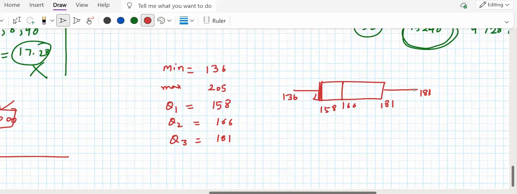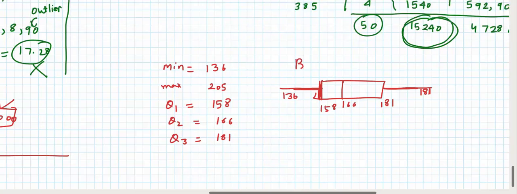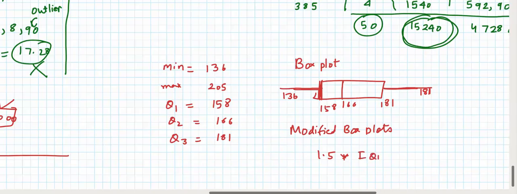And sometimes what we do, because you see these whiskers will be very long if you have outliers, right? We don't want to include outliers. So sometimes you talk about modified box plots. So what are modified box plots? That you talk about 1.5 times the interquartile range.